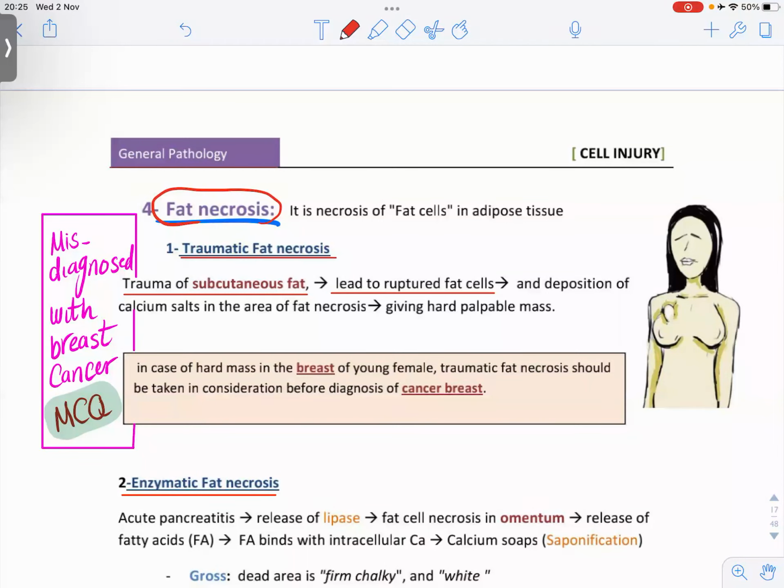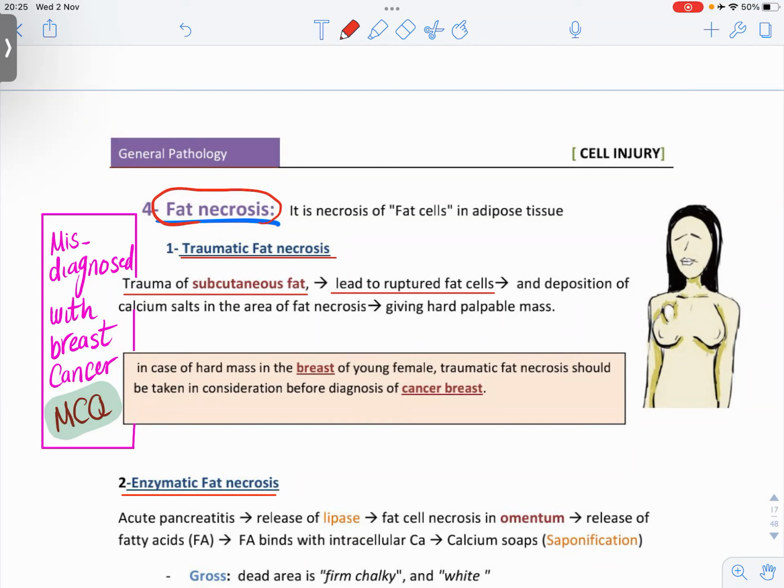So we will ensure here, don't worry, there's some rupture happening in your fat cells, and fatty acid is released from the fat cells, and they emit some calcium, and calcium binds with this fatty acid and forms something called sabun. Sabun, it's a hard white substance. This process is called saponification.